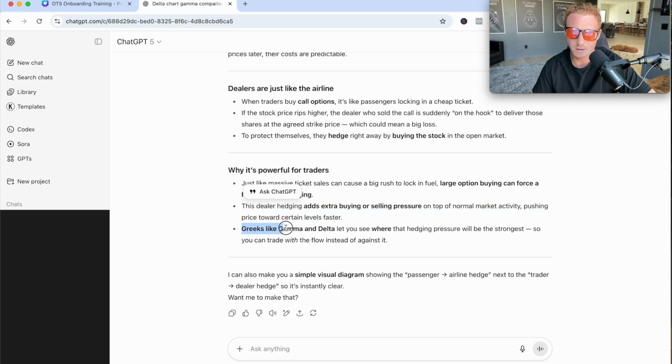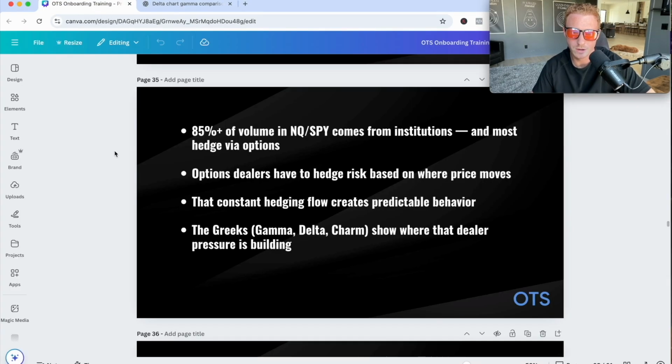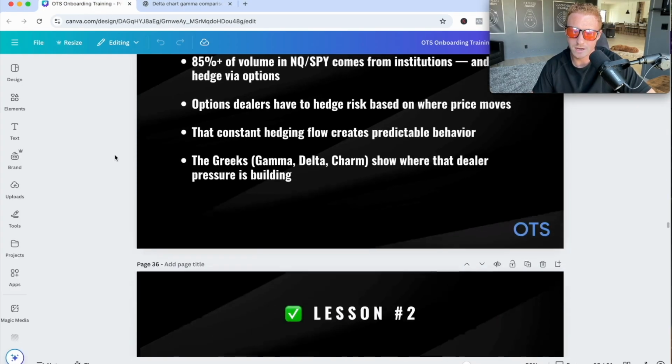So Greeks like gamma, delta let you see where that hedging pressure will be the strongest so you can trade with the flow instead of against it, right? So we want to trade with where these market makers and dealers are hedging. That's the whole point of this, right? And we can make key levels off of that, okay? And then we're just trading that. And we're looking for OTS indicator for the signals to go off at those levels. And that's essentially it. So hopefully that made sense.